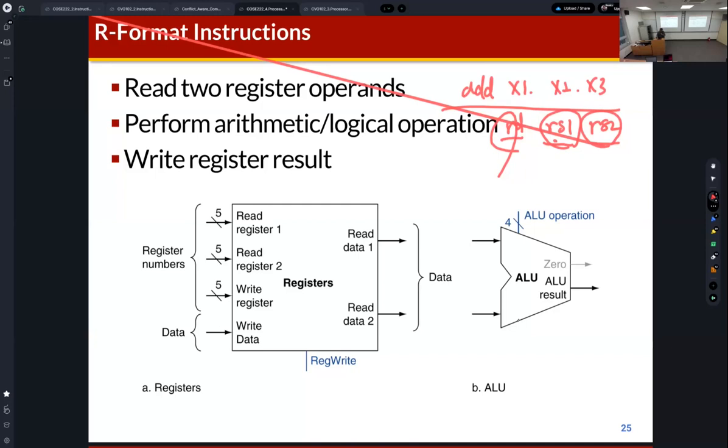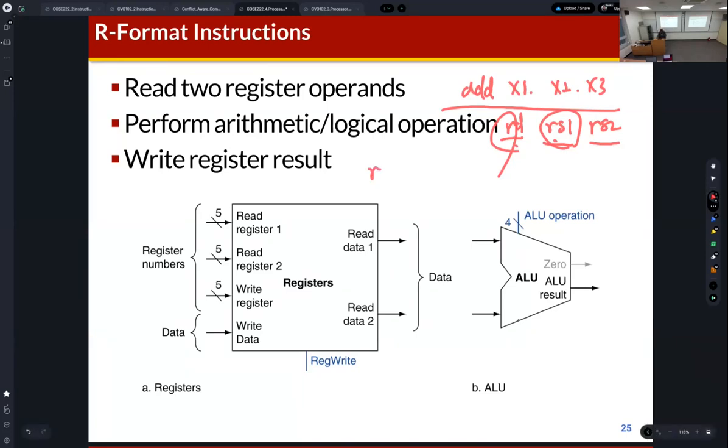Okay, so for the R type instruction, we need to read the 2 data from the register file, and then we need to write 1 data to register file. Okay, so and then I mentioned that a register file is similar to a memory, right? So you can understand like this.